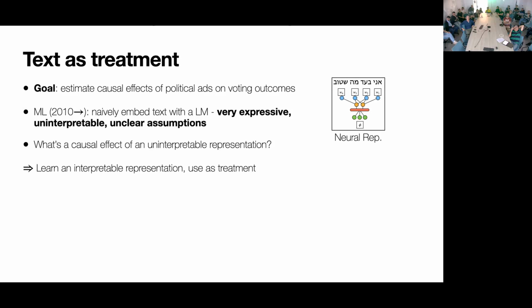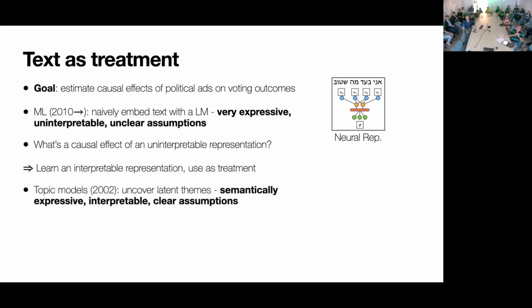What does it mean to be more of that vector in terms of effects on voting outcomes? So the way that social scientists think about machine learning to solve this problem is to just learn an interpretable representation and use it as treatment. And what this led us to is that topic models, or LDA, a model from the early 2000s by my postdoc mentor, is still the main workhorse for this entire literature.